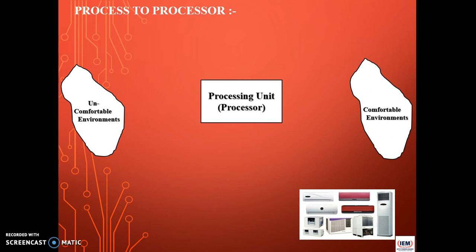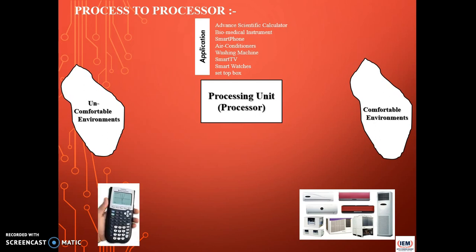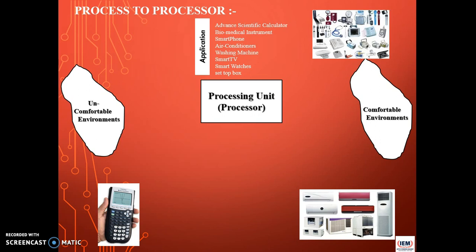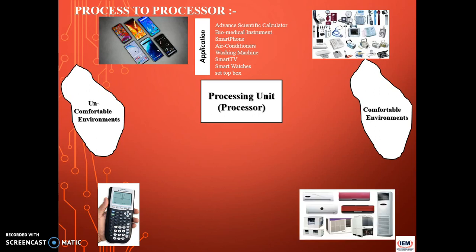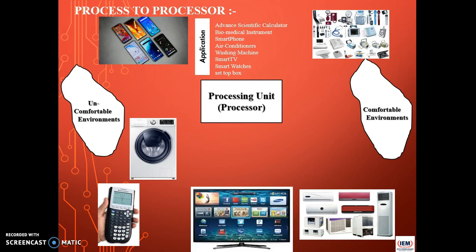Now, here we consider a block which is the processing unit. Within a bracket, we write processor unit. This processing or processor unit is associated with the application. Here we consider, for example, advanced scientific calculation for rigorous mathematical calculation. We are considering some biomedical instrument. We are considering smartphone, air conditioner, washing machine, smart TV, smart watch, set-top box.